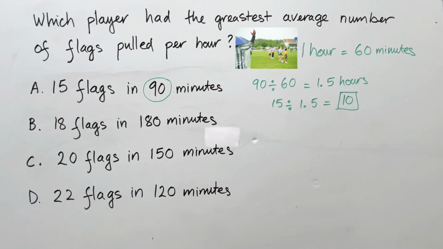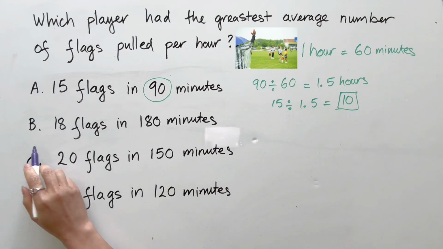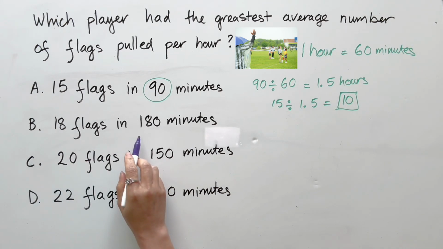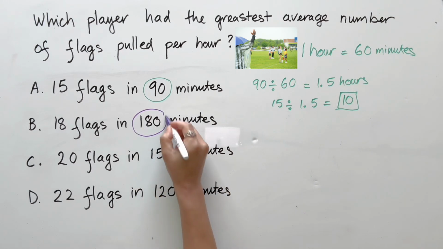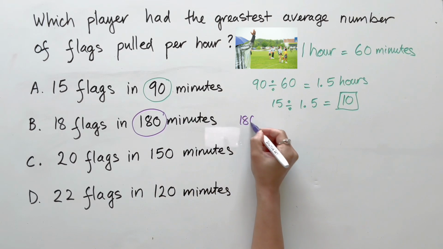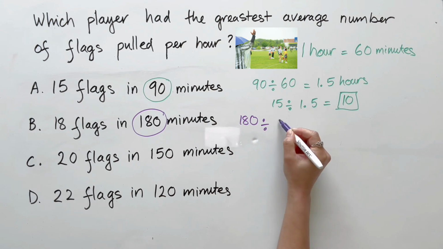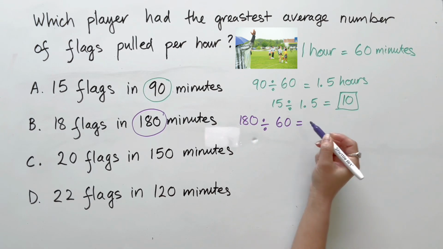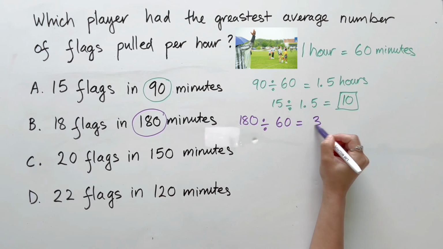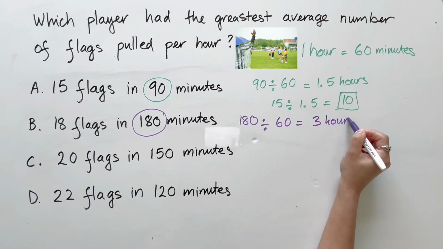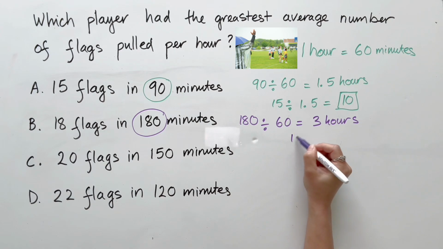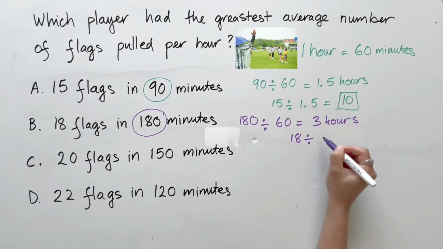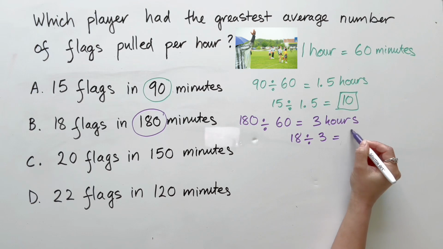We will do the same for B. So B, we have 18 flags in 180 minutes. We will take 180 divided by 60, which is 3 hours. And we take 18 flags here. 18 divided by 3 is 6.